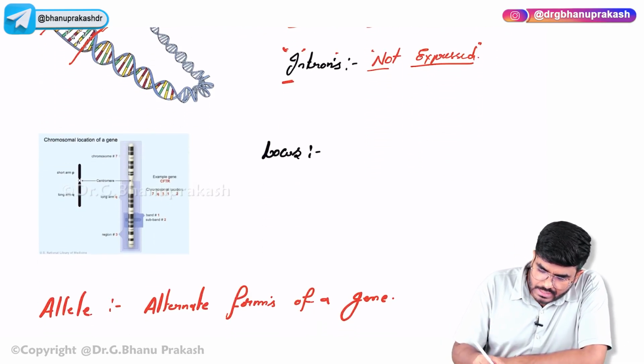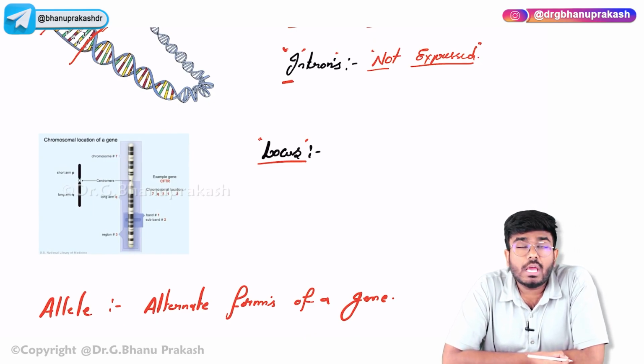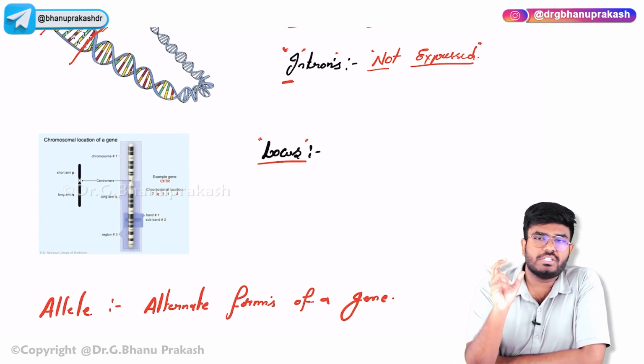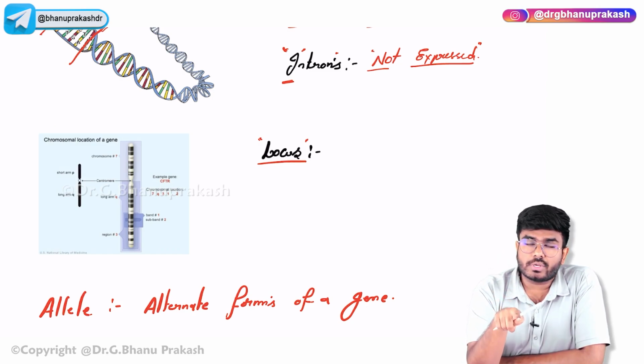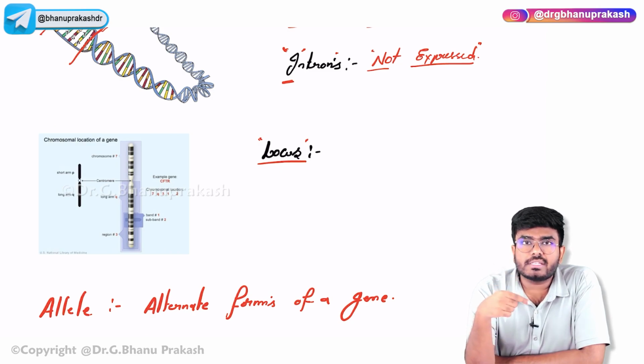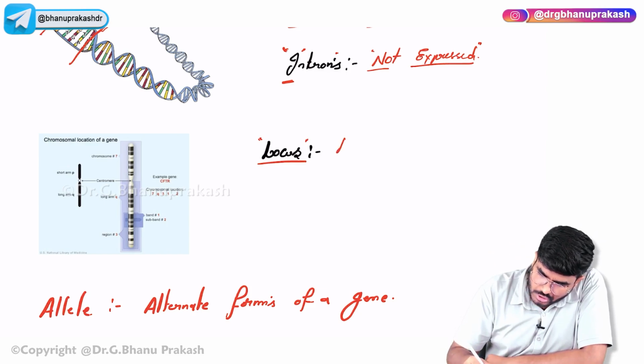Now after this, the other term which I want you to know is the locus. What exactly is this locus, sir? Locus means, for example, there is one gene, X gene. Where is it located? On which chromosome number is it located? On which arm is it located, P arm or Q arm? If it is located on P arm, where exactly? Which band? Which subband? So the address of a gene, the location of a gene, is called locus.